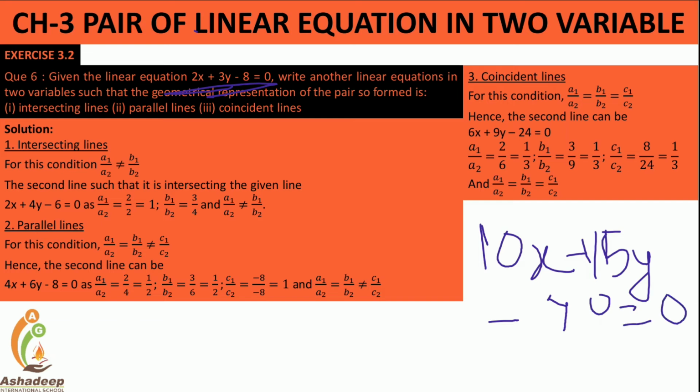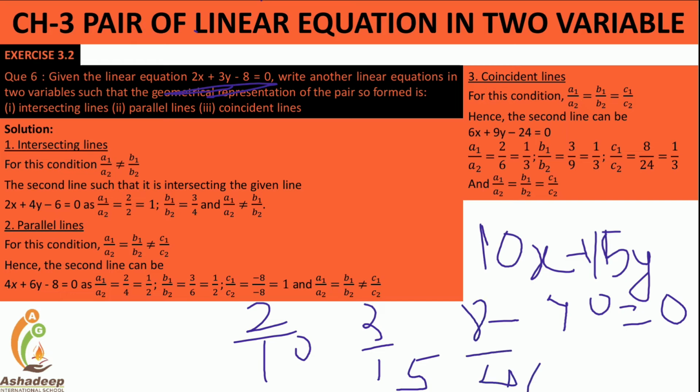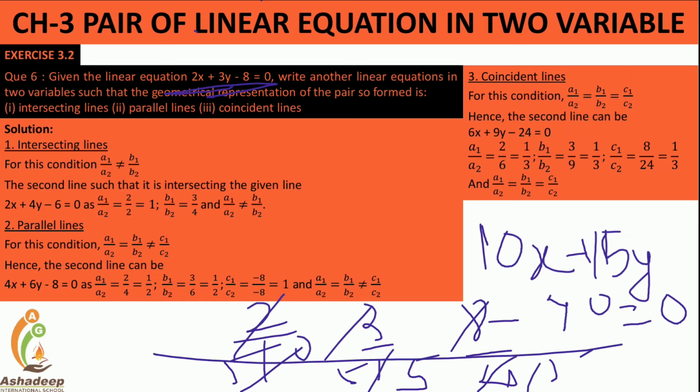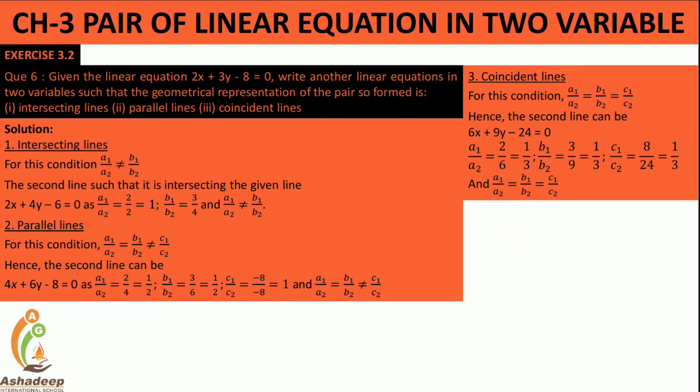Now see here, this is the 2. So 2 upon 10. Right? And then 3 upon 15, 8 upon 40, right? So in each and every case you will get 1 upon 5, 1 upon 5 and 1 upon 5. So all the ratios are equal. So it is the coincident line, right? I hope you get this one. Easy sum, right? Now let's move ahead with the another.